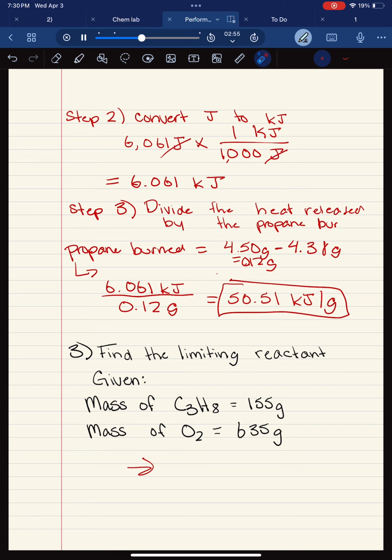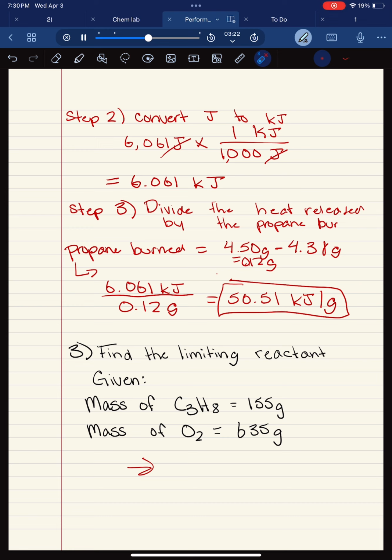We're going to divide the heat released by the propane we used, which is, we're going to subtract the propane we have left from the propane we started with. So that leaves us with 0.12 grams, which gives 50.51 kilojoules per gram as our fuel value of propane.